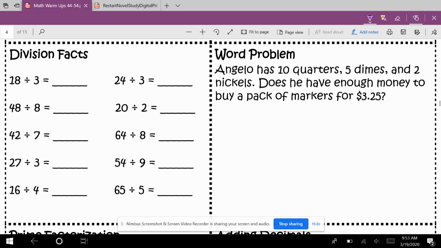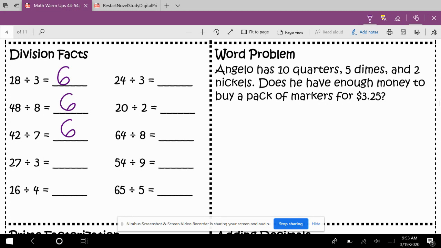Division facts. So hopefully you can get most of these pretty quick off the top of your head. And if you can't, then that's something you can be working on. Practicing your math facts. There's lots of games online for that. 18 divided by 3 is 6. 48 divided by 8 is 6. 42 divided by 7 is 6. Woo, look at all the 6s.